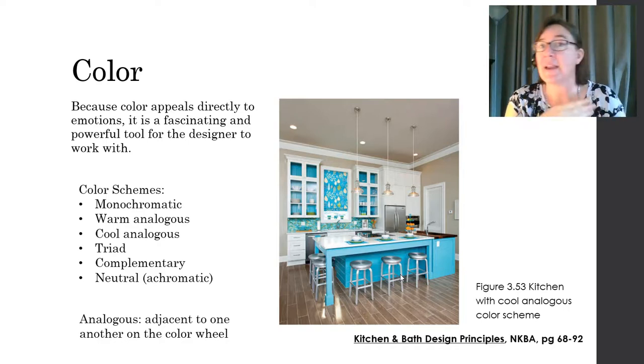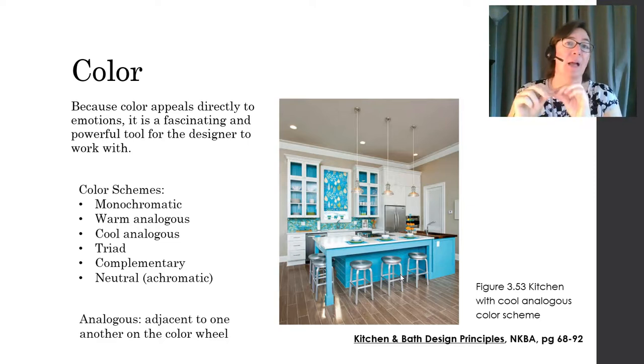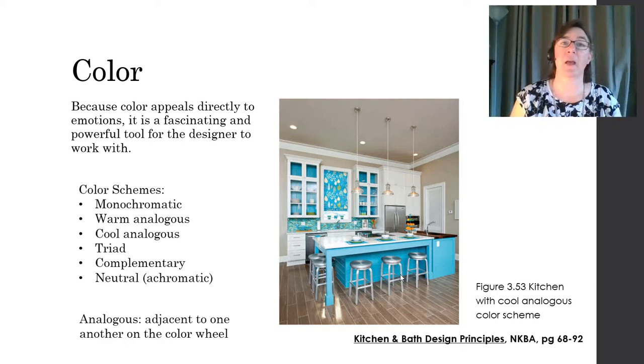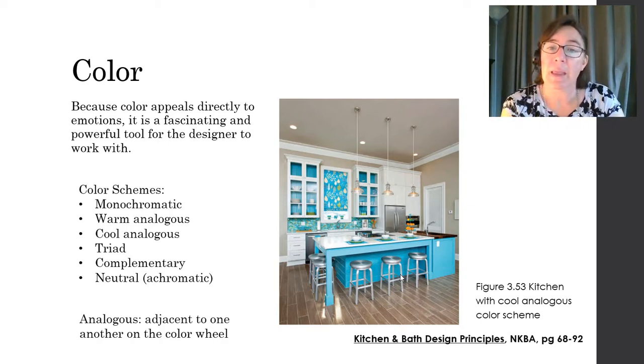All right. Analogous, if this word is new to you, means that the colors are adjacent to one another on the color wheel. Right? That's different than complementary. You might remember that complementary colors are opposite from each other on the color wheel. So here we see a picture on our screen of a kitchen with a cool, analogous color scheme.